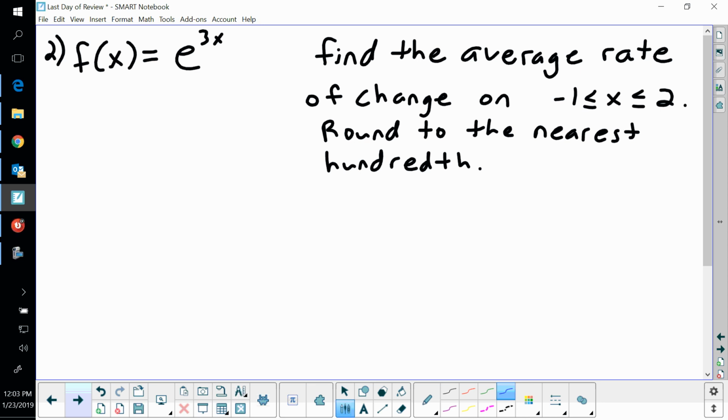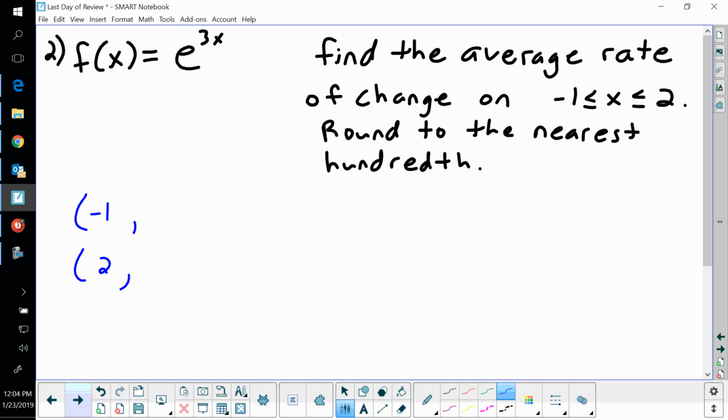So we've got our function e to the 3x. We want to find the average rate of change. Hopefully when we hear average rate of change, it pops in our head that we want to do slope. So we are going to have 2 points here. They tell us the interval -1 to 2. So we're going to have -1 comma something, and we're going to have 2 comma something.